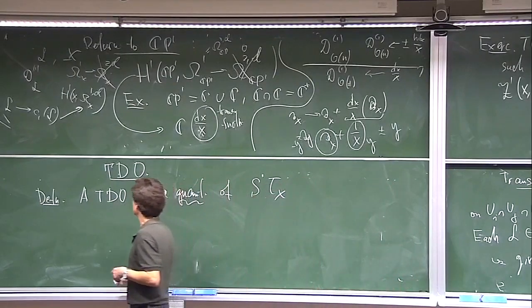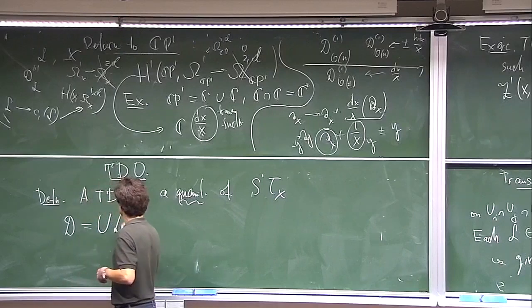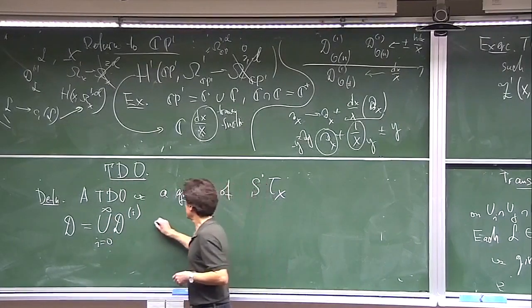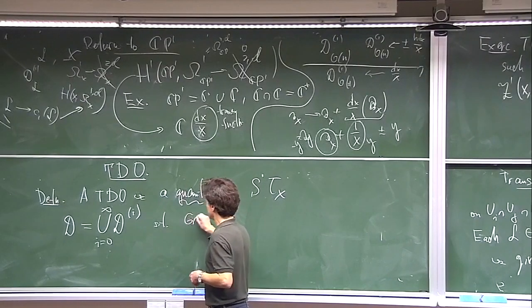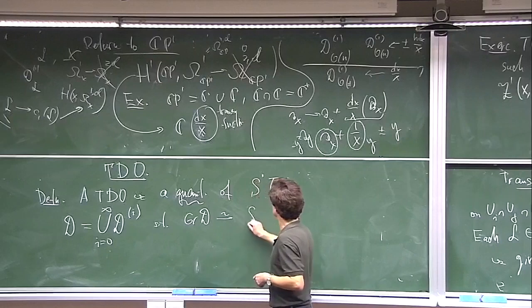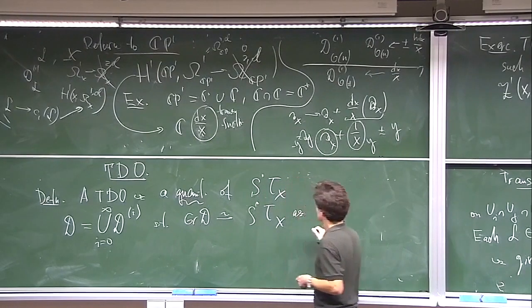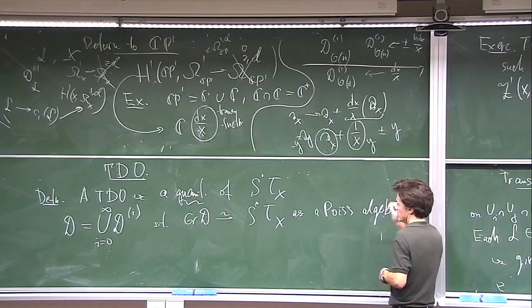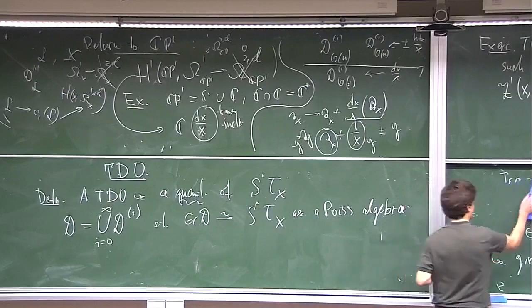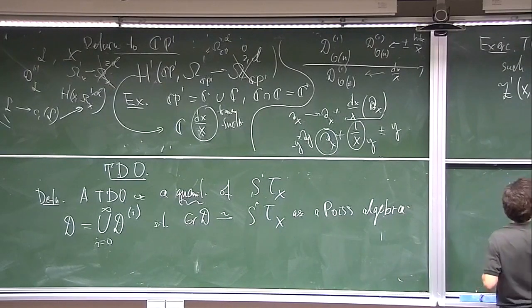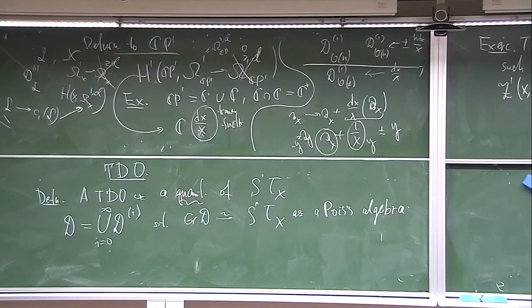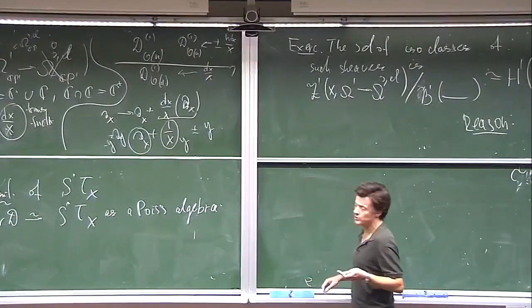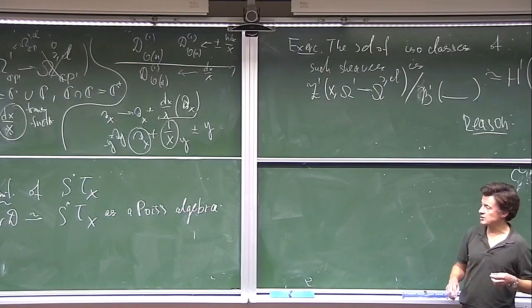So more explicitly, a TDO is a filtered algebra like this, such that the corresponding graded object is isomorphic to this as a Poisson algebra. We've dealt with Picard-Lie algebroids. This is more or less the same as dealing with algebras of twisted differential operators.